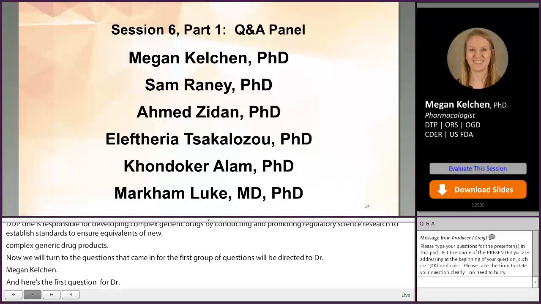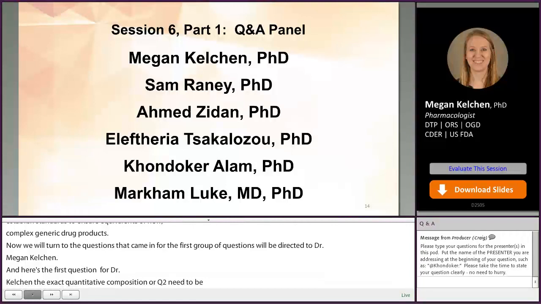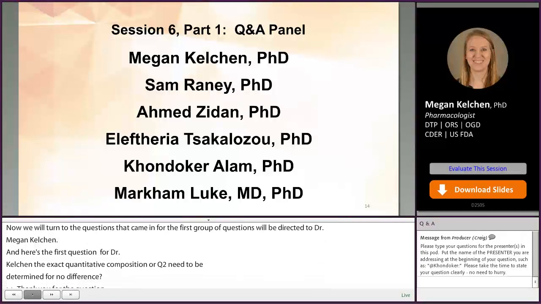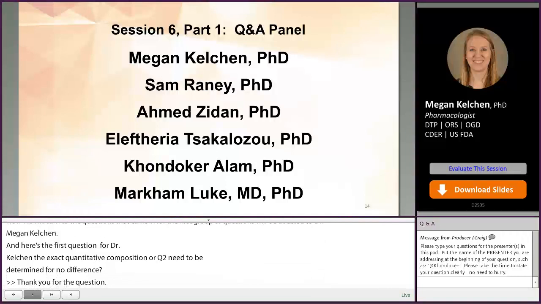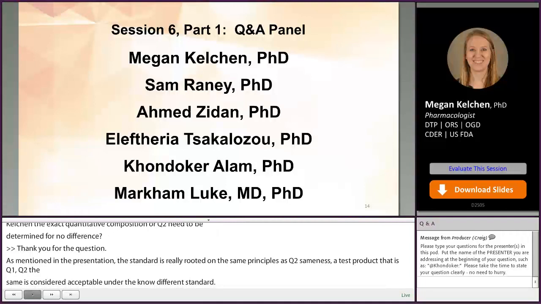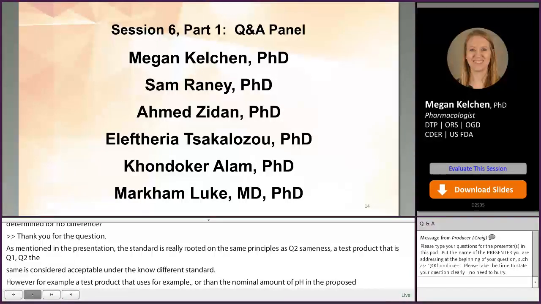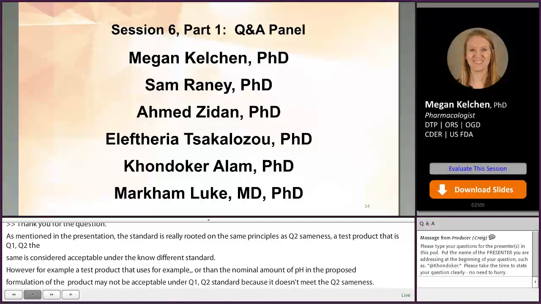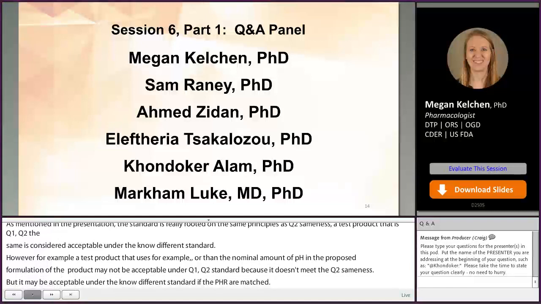Thank you for the question. As mentioned in the presentation, the no difference standard is really rooted on the same principles as Q1, Q2 sameness. And so a test product that is Q1, Q2 the same may be considered to be acceptable under the no difference standard. However, for example, a test product that uses more than the nominal amount of a pH modifier in the proposed formulation relative to the RLD product may not be acceptable under a Q1, Q2 standard because it doesn't meet the Q2 sameness, but it may be acceptable under the no difference standard if the test and reference pH are matched. So under the no difference standard, a test product may not exactly be Q2 the same as the RLD product, but it may still be eligible for a characterization-based approach.